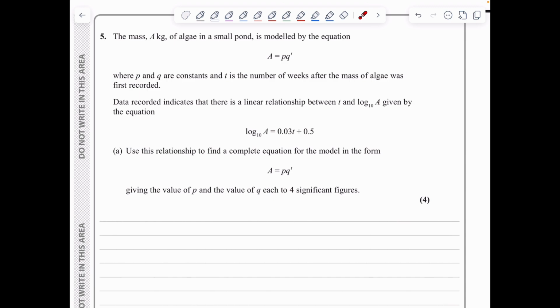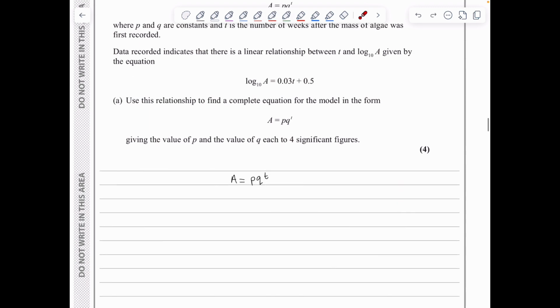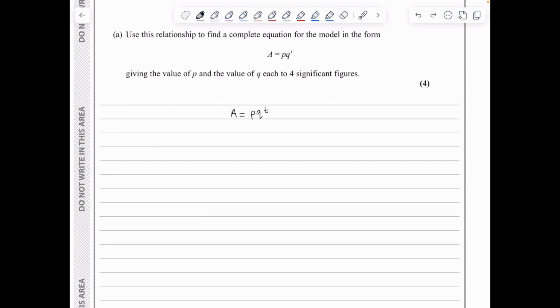So starting with A is PQ to the T, it makes sense to take log of both sides base 10. So log A base 10 is equal to log of PQ to the T base 10. Now on the right hand side, I can split the log of the product into the sum of the logs. So it's log of P base 10 plus log of Q to the T base 10, leading to log of A base 10 is log of P base 10 plus T log of Q base 10.